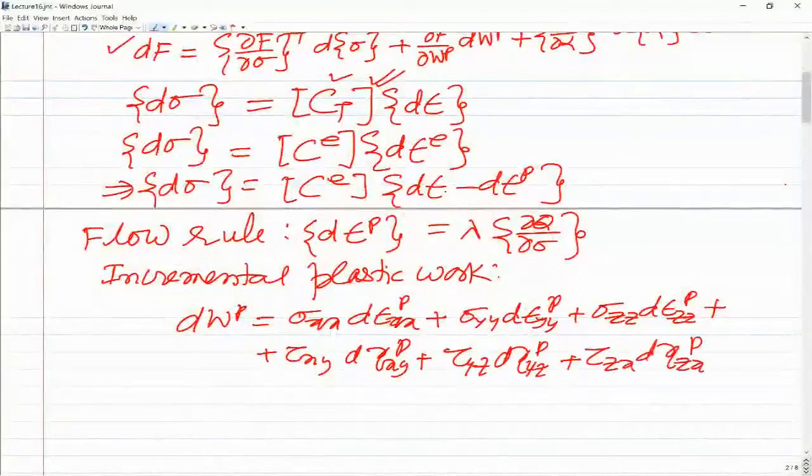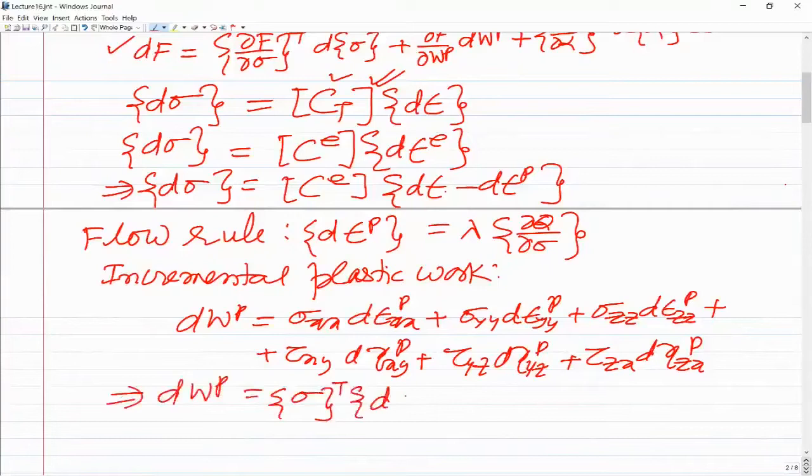So now you can see that we can write this incremental plastic work as sigma transpose into d epsilon p. And we know that d epsilon p is lambda times del q by del sigma. So we can make use of this relationship and write dwp as lambda times sigma transpose into del q by del sigma.